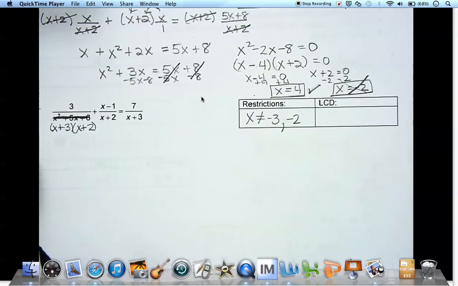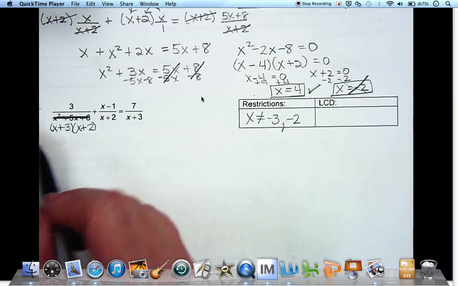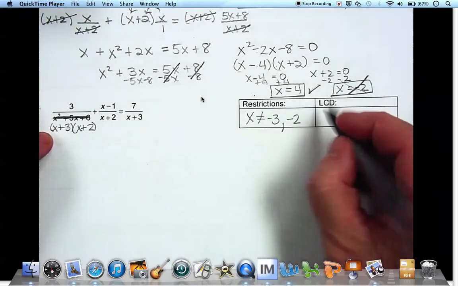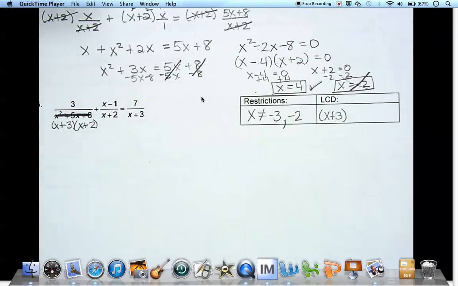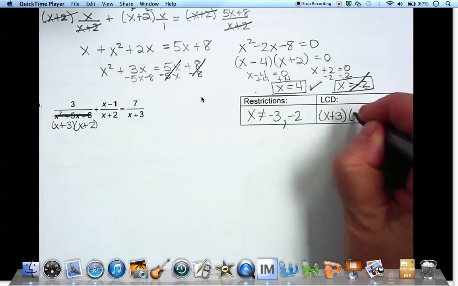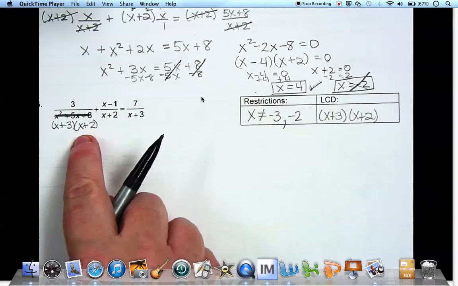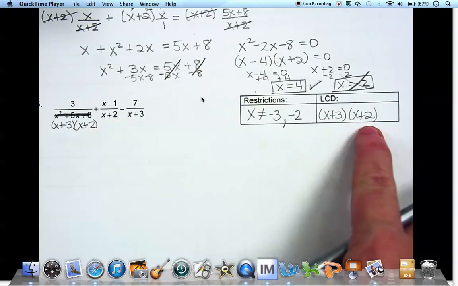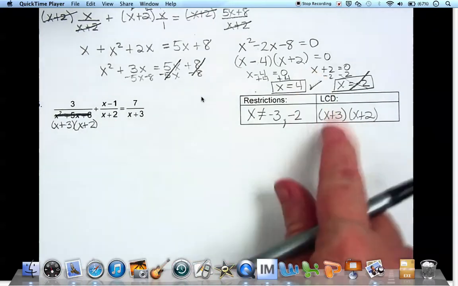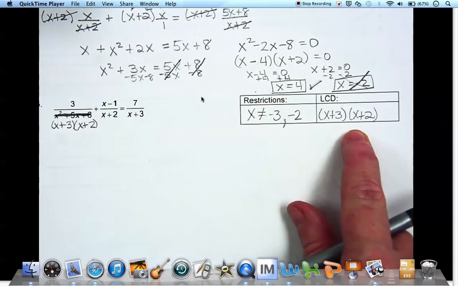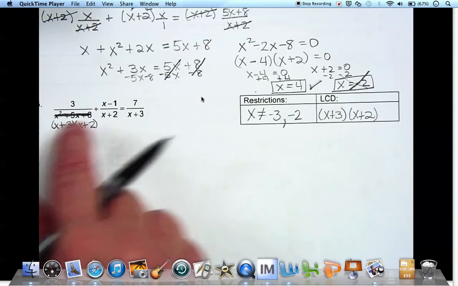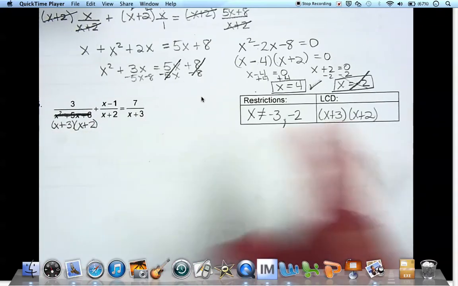Okay, so now we're ready to get the least common denominator. I know I need this x plus 3. And I know I need this x plus 2. Okay, and then here's another x plus 2. I already have that. Here's an x plus 3, and I already have that. So every one has been included in the least common denominator. And now I'm going to multiply every one of these by x plus 3 times x plus 2.